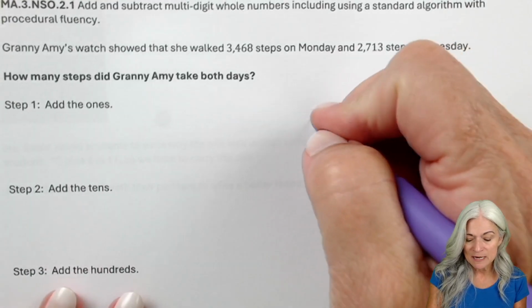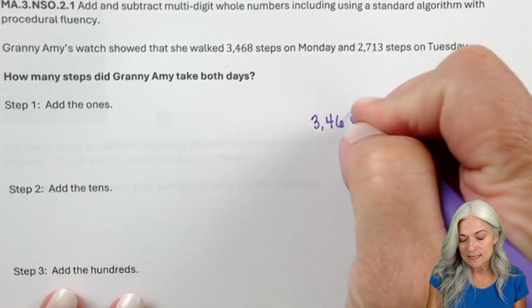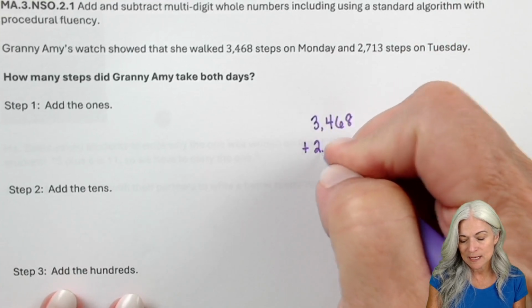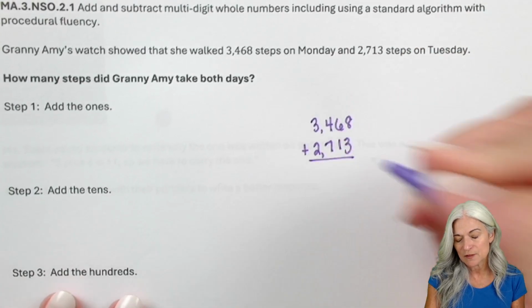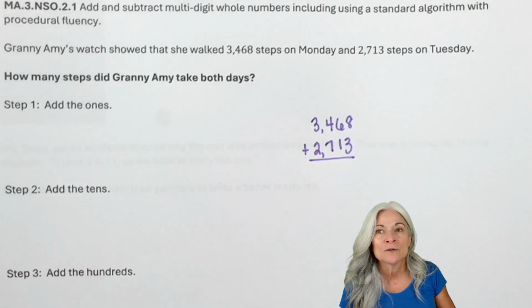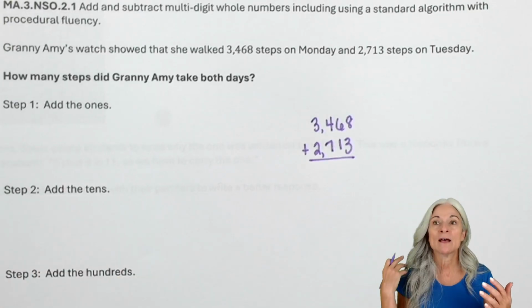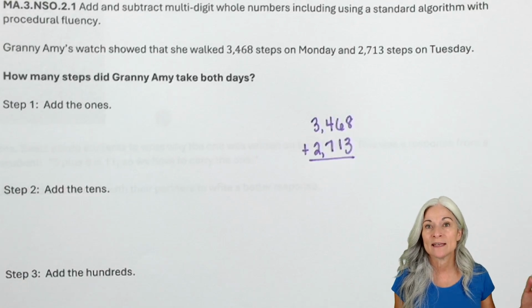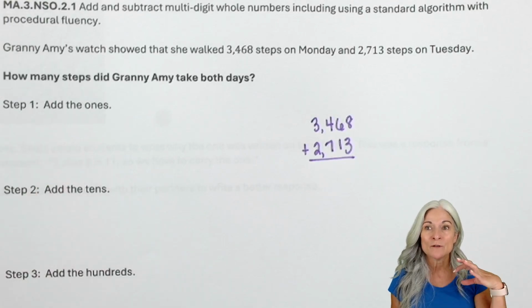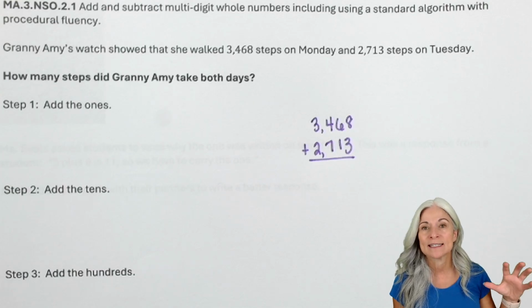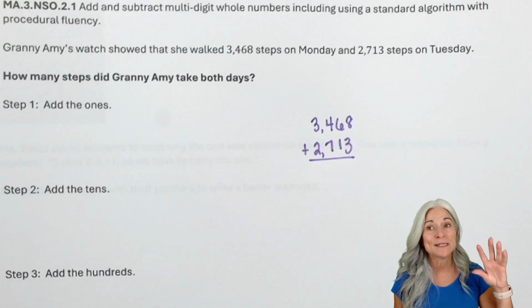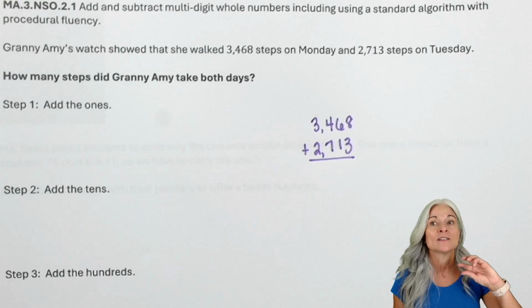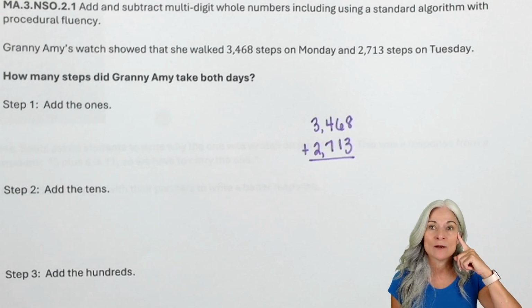All right, so we would have 3,468 plus 2,713. All right, so the same steps of how they learned the algorithm in the last one, but when you first introduce this, we want to go over to the side and write the sums of the different place values so the students can visually see that regrouping.